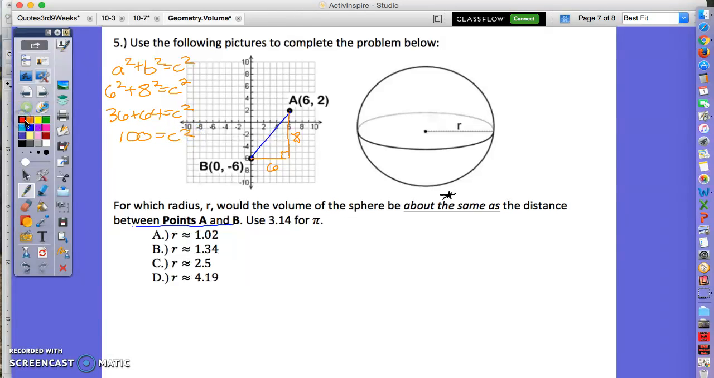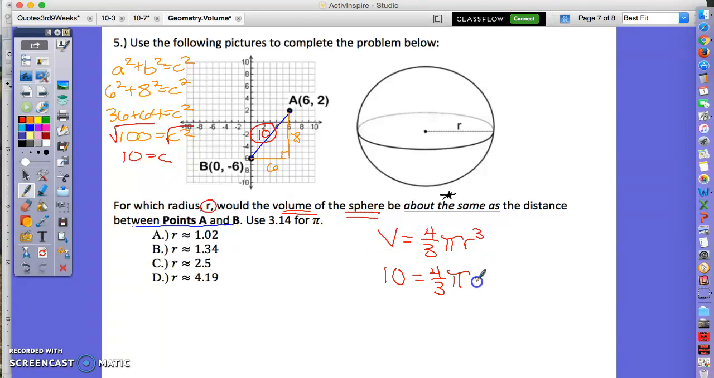To get c by itself, we would square root. And now you know the hypotenuse is 10. It says for which radius, which r, so I don't know the radius, would the volume of a sphere, the volume of a sphere is 4/3 pi r cubed. But I want to know where the volume is about the same as the distance between these points. Guys, that means the volume is 10. Substitute 10 in for the volume.